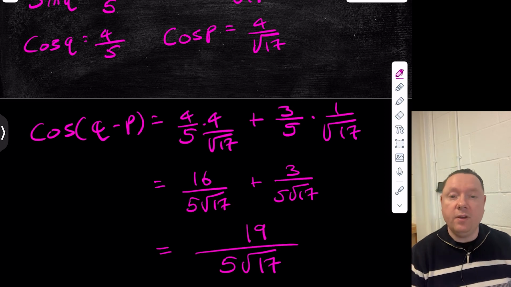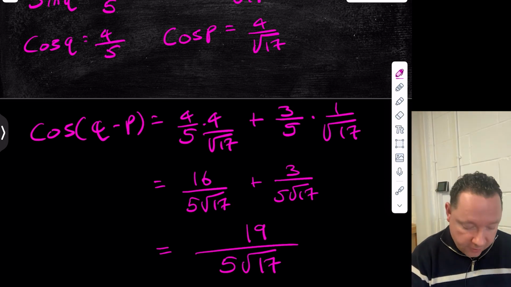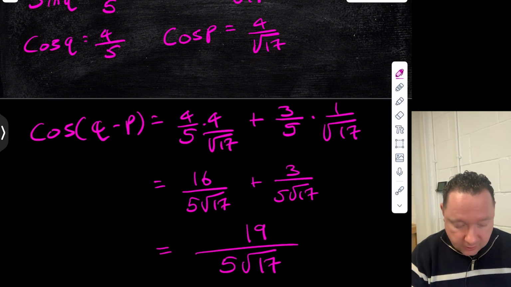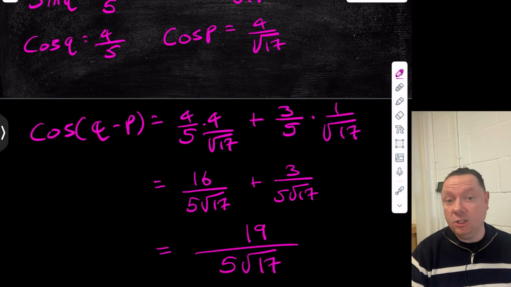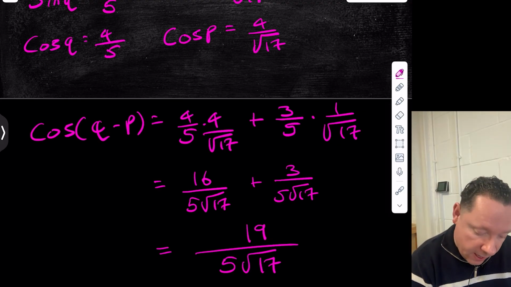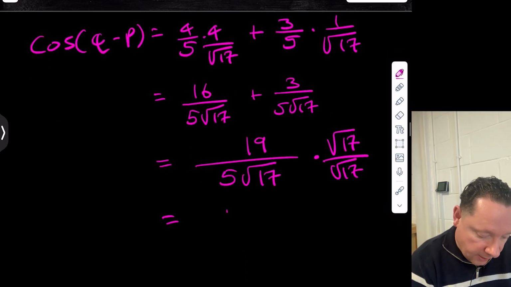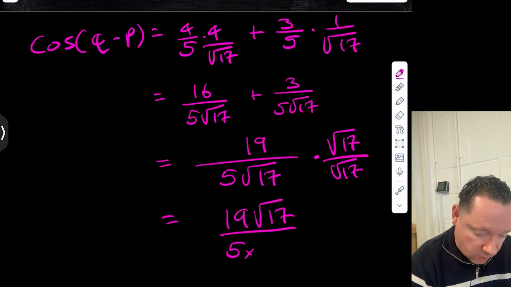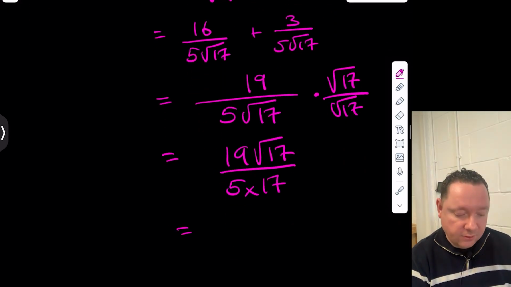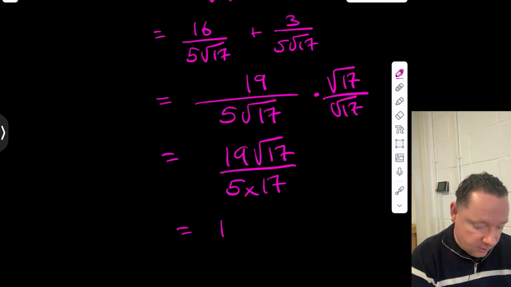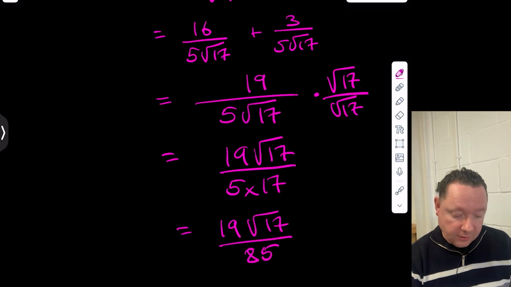Check if anything can be simplified. But simplified means a rational denominator at Higher Maths, so we need to times by root 17 over root 17. Don't forget that step, because there's a mark. That gives me 19 root 17 on the top over 5 times root 17 times root 17, which is 17. You should be able to do 5 times 17. That is 85. So you get 19 root 17 over 85, and that is as simple as it gets.